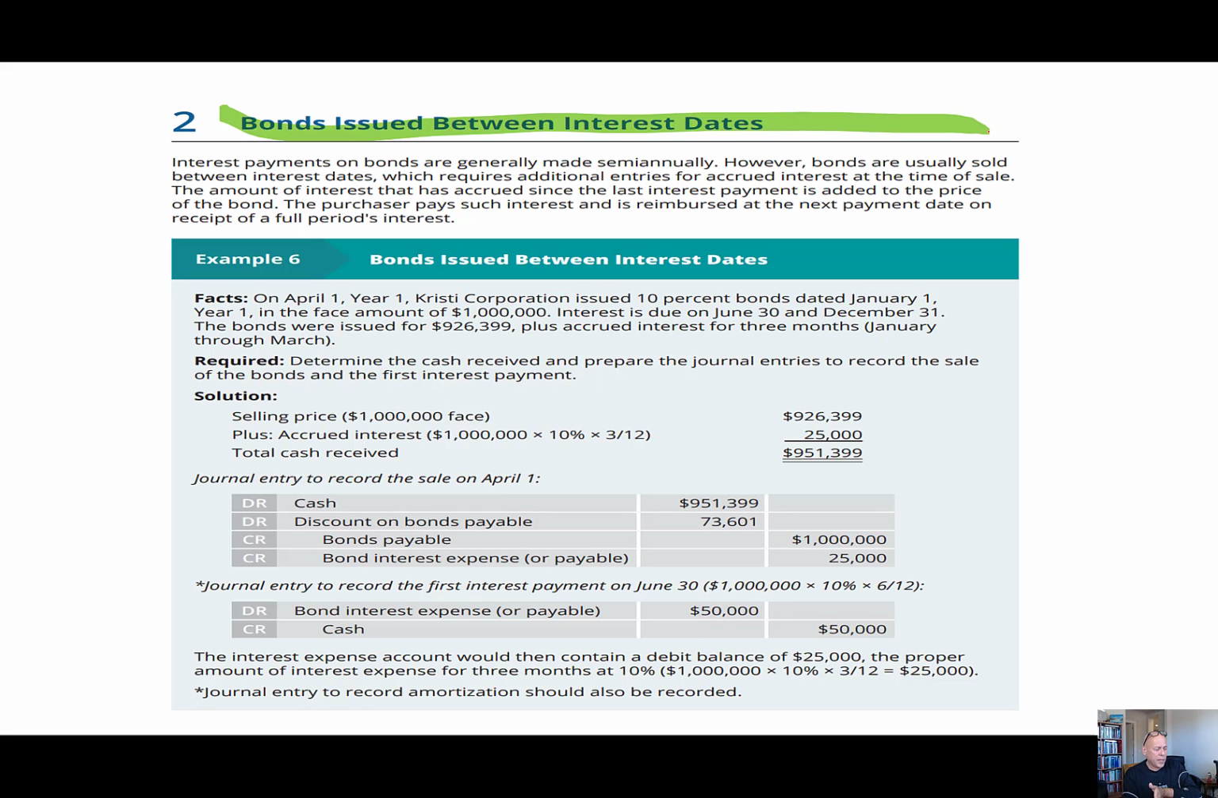So what happens? You're not going to be able to pay that person the full 6 months of interest because they didn't buy the bond until what? January, February, March. If they bought it April 1st, 3 months have already gone by. And some people may buy the bond in February. So we have all these different dates as to when people buy bonds.